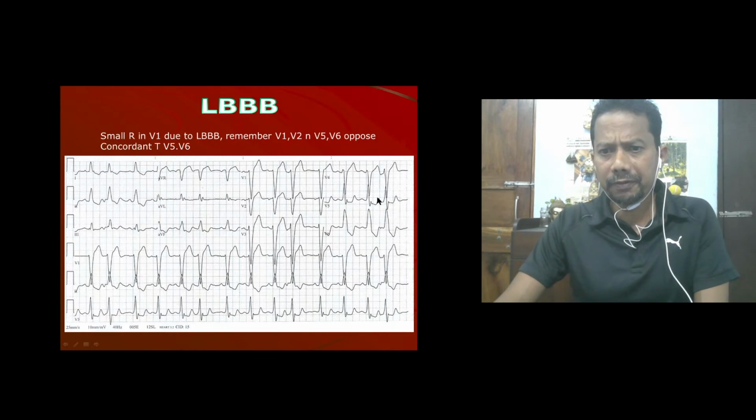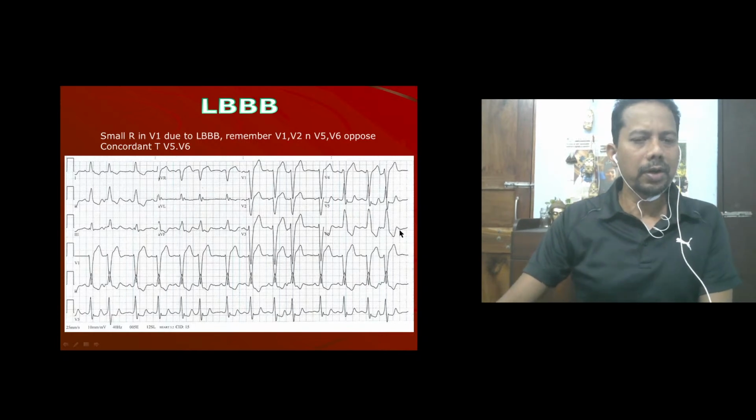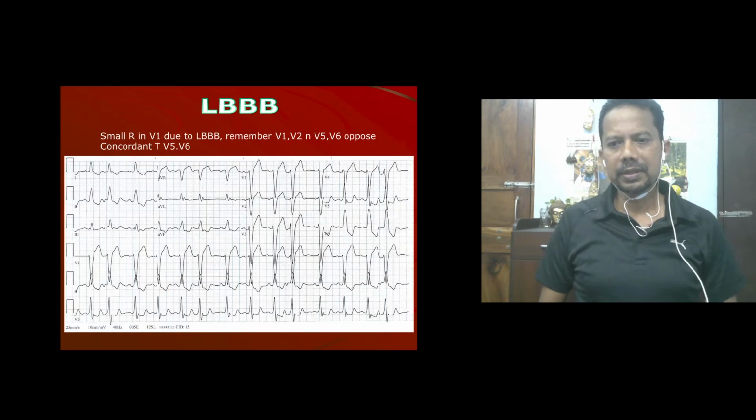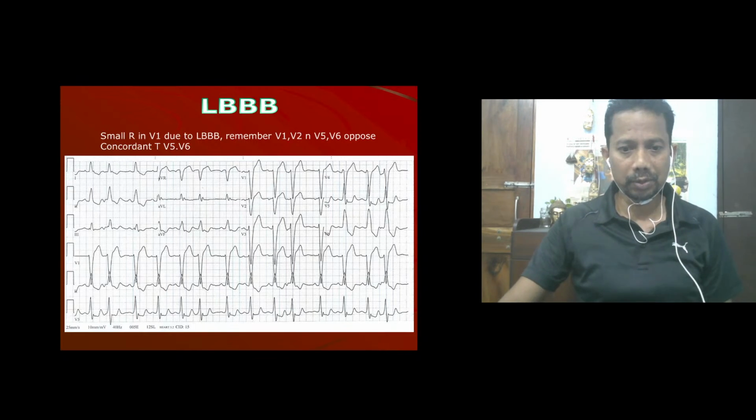Now you see in V4, V5 the T is upright, it should be down. V5 T is upright, it should be inverted. Even in V6, ST is depressed, T is upright. This is called concordant T wave. This is a sign of MI. This patient has anterior wall or lateral wall MI, and he is throwing so many ectopics.